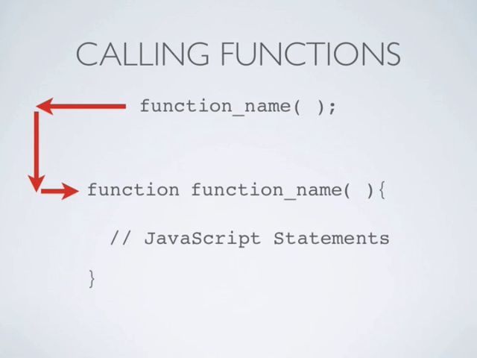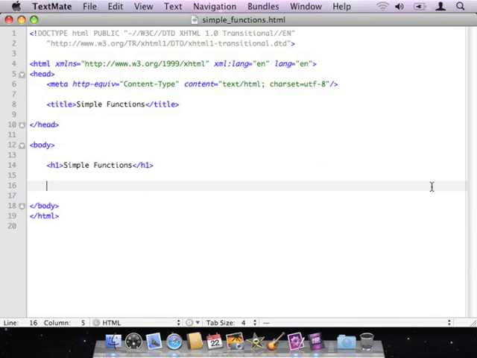So when we actually put in the call, the function name followed by parentheses, JavaScript will at that point actually go and find the function definition that has to have been written previously and will execute whatever statements are in its body. Okay, let's take a look at some very simple functions here, just to kind of get a hang of how we're going to write these things.